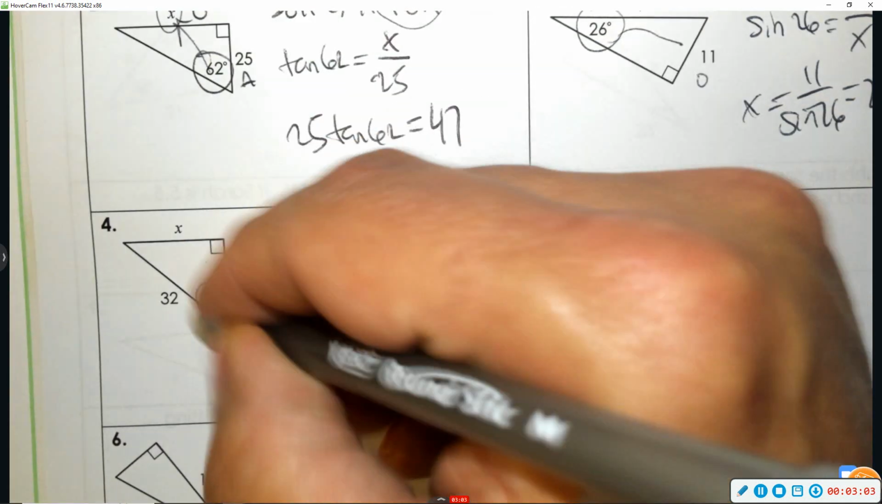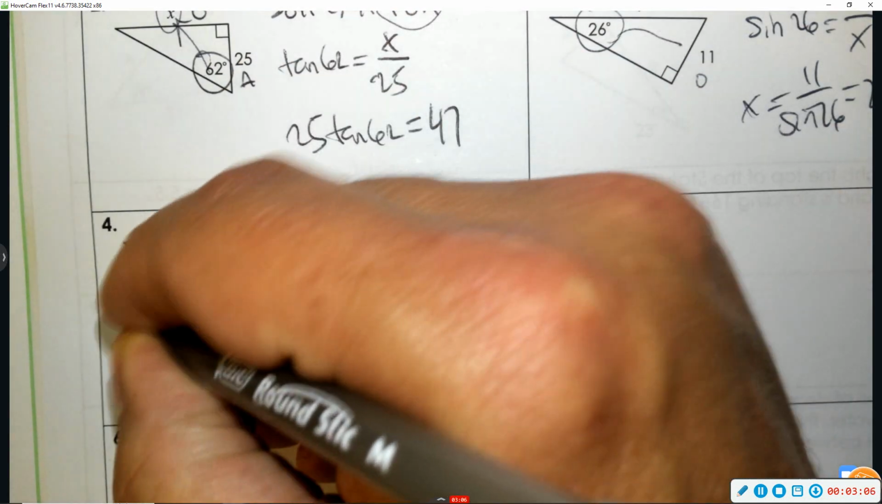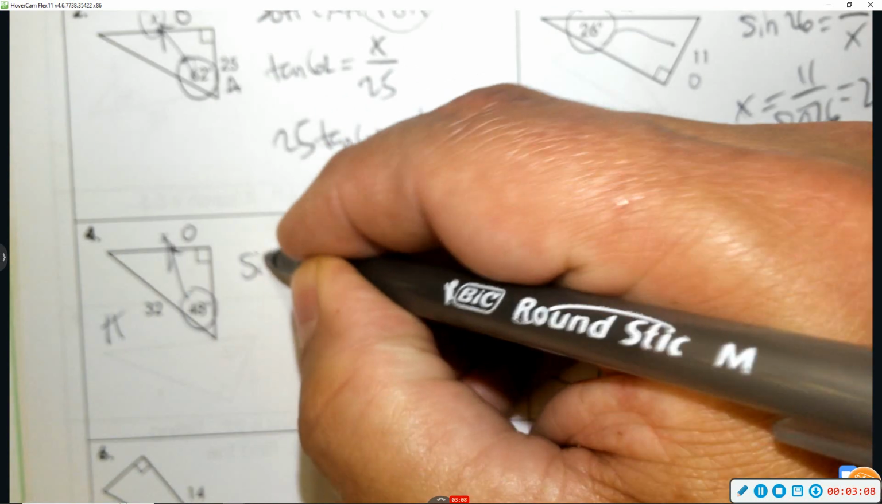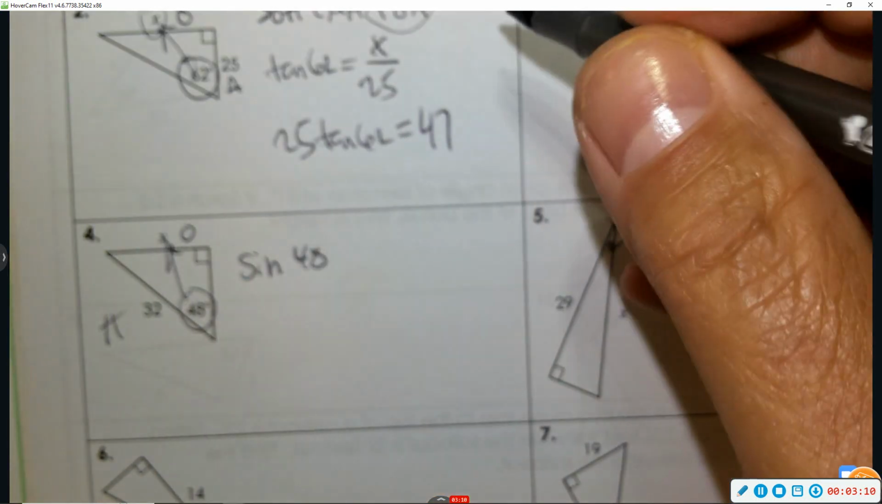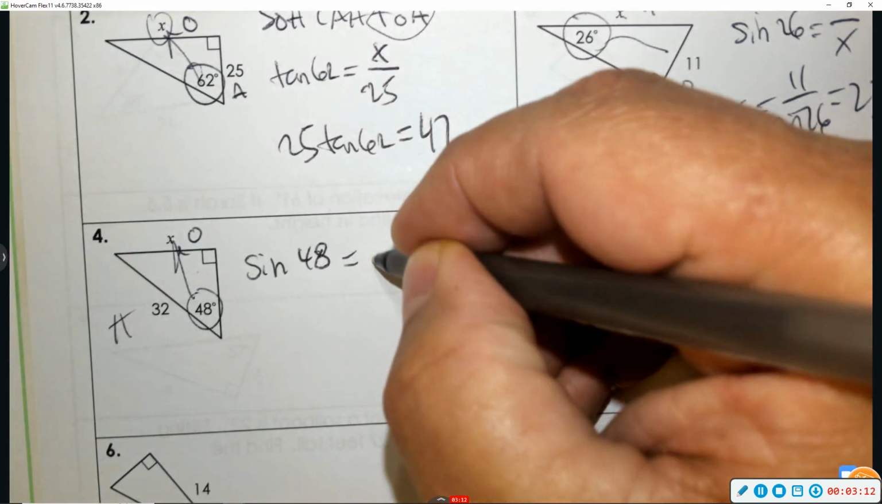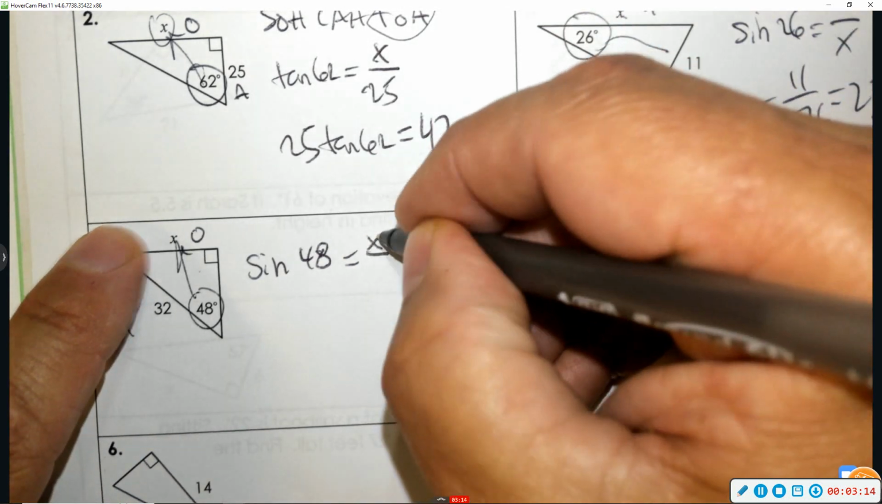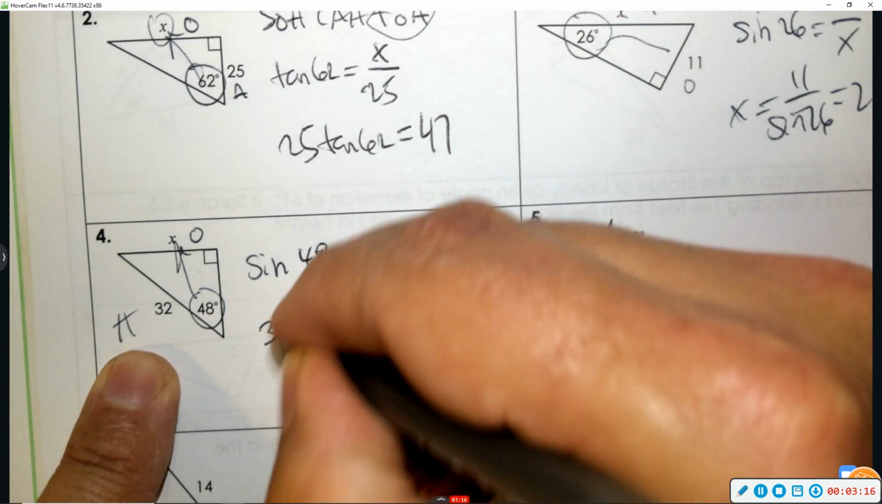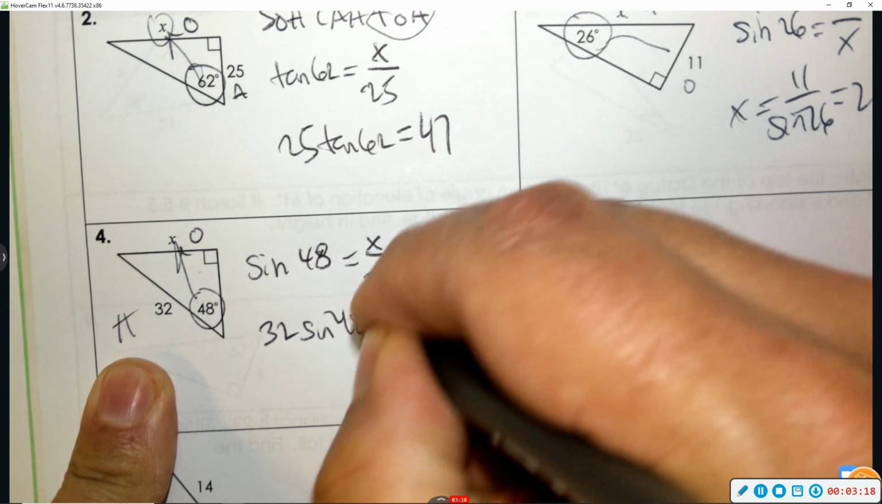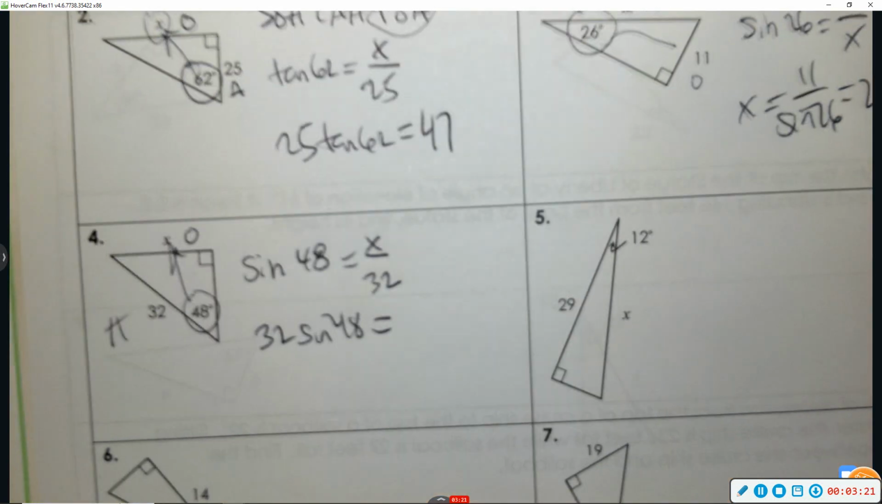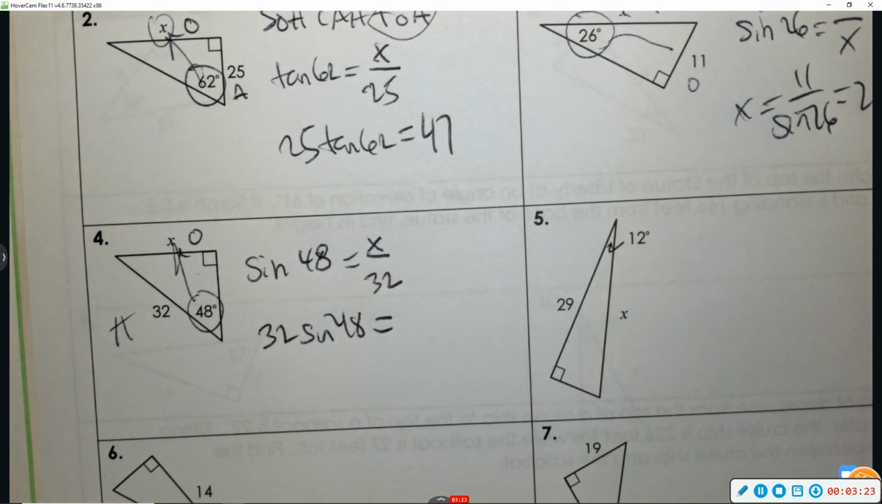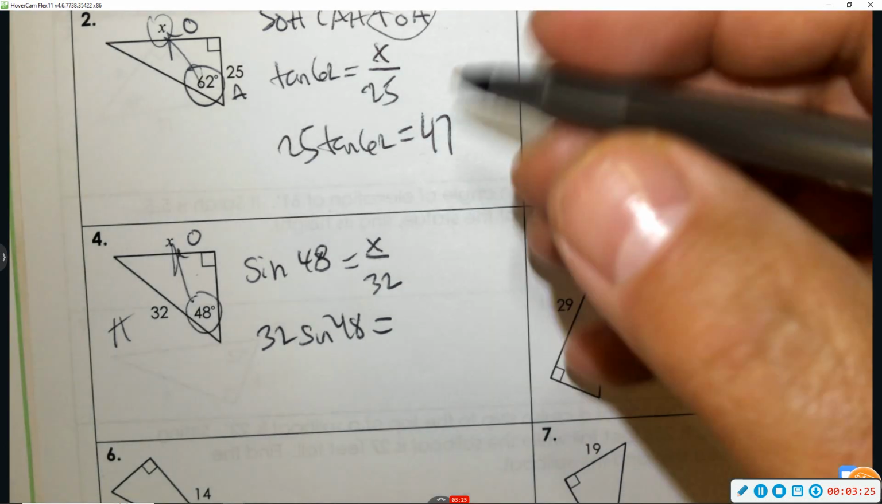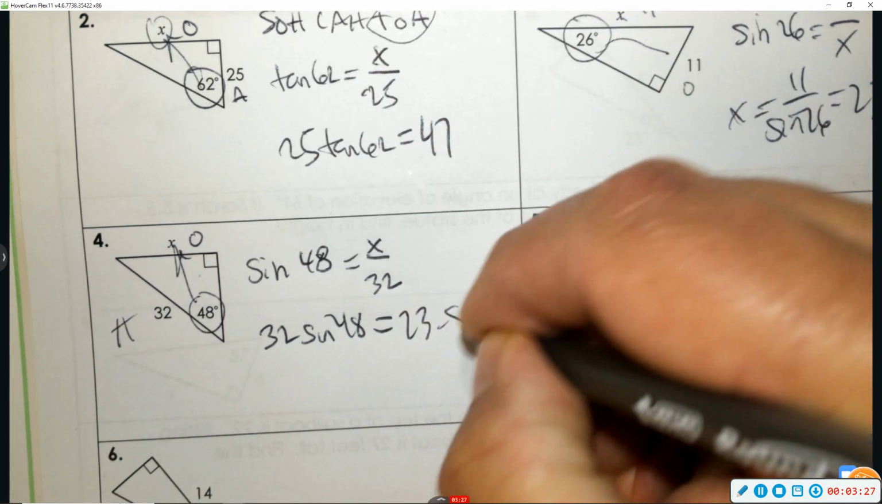Number 4, circle the angle, opposite and hypotenuse. That's sine. And then the fraction. So that's x over 32. X is on top, so you multiply. And then it's done. And that's 23.8.